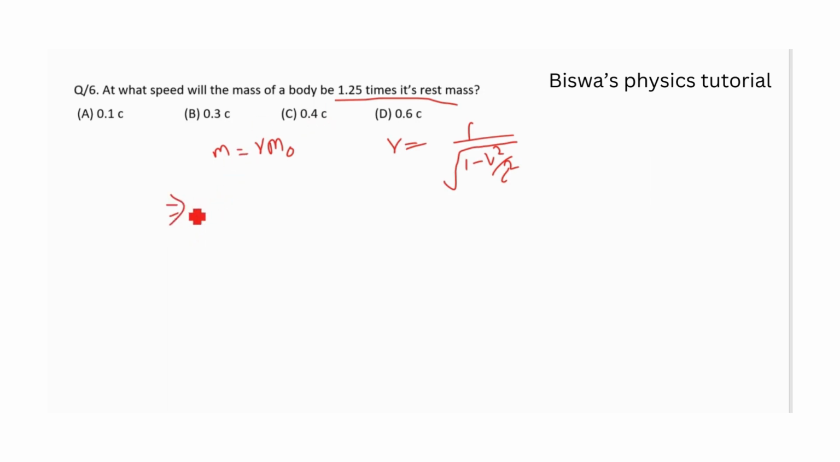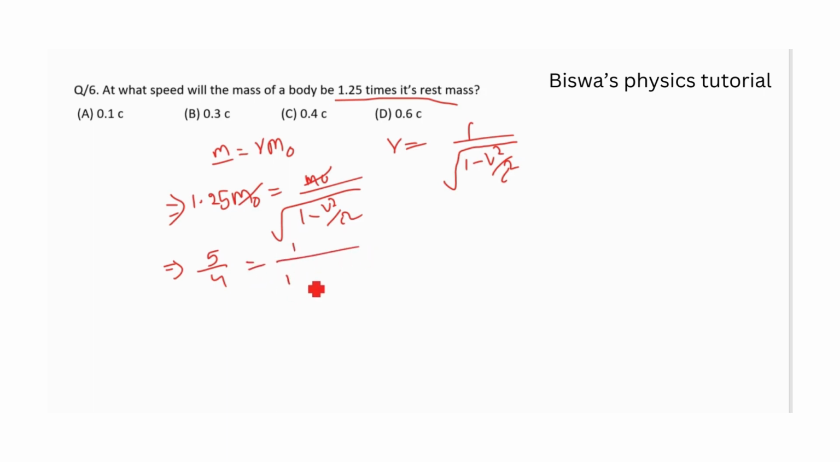Now put in place of m, we have to put 1.25 m naught is equal to m naught divided by, in place of gamma I can put this formula, 1 by square root of 1 minus v square by c square. Okay, m naught gets cancelled, so I can make it into 125 by 100, which is 5 by 4. So 5 by 4 is equal to 1 by square root of 1 minus v square by c square. So if I calculate, square root of 1 minus v square by c square is equal to 4 by 5.